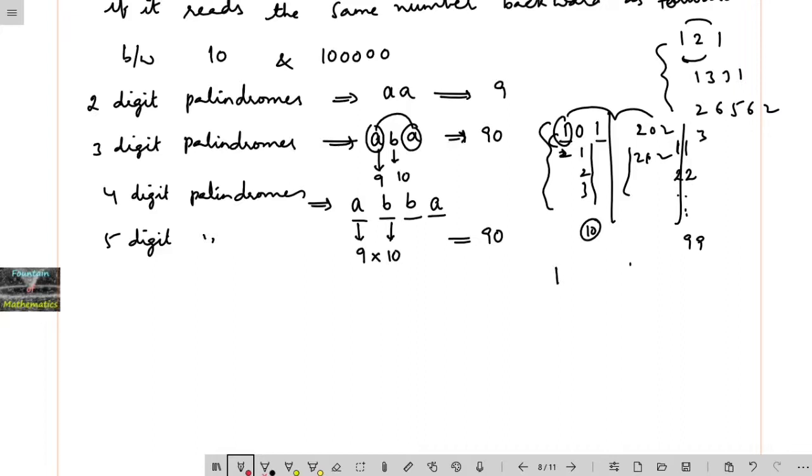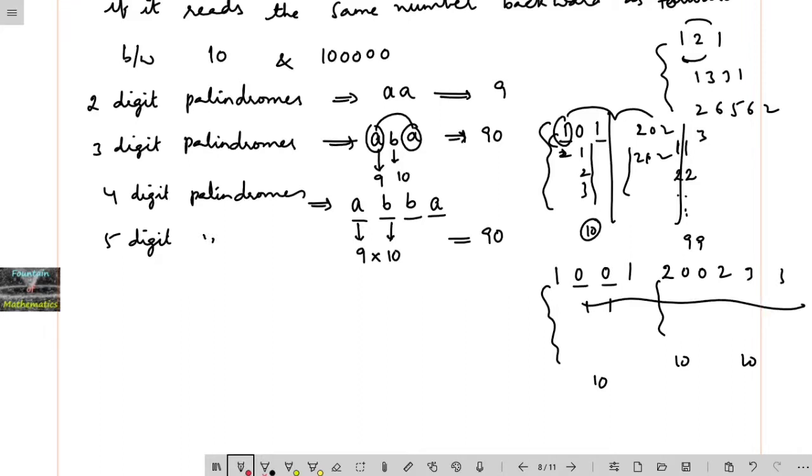Otherwise you can also check it this way. If I keep 1 here, and here I can place any other numbers. Suppose here 0, here also 0. If it is 1, here also 1. So how many will be there in total? 10 possibilities here. And again if I start with 2 and 2, how many possibilities will be there? 10 possibilities. If I take 3 and 3, again 10 possibilities. So in total 9 will be there, 9 into 10, 90 ways. So this is for 4-digit palindromes.